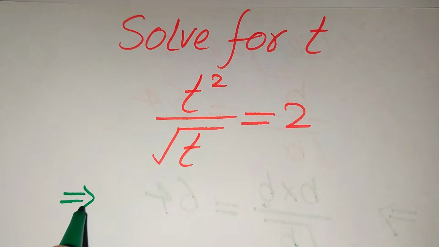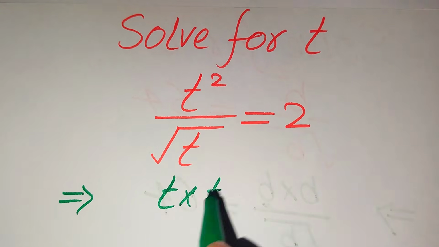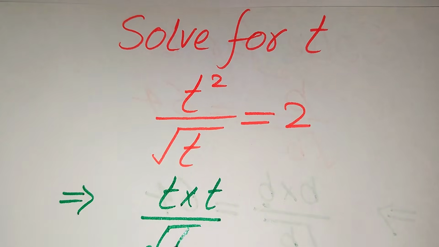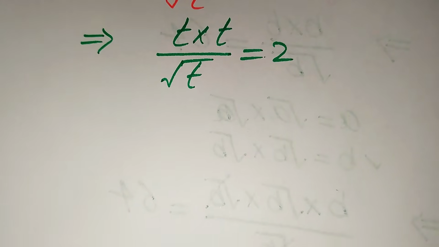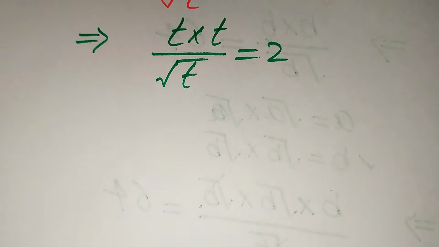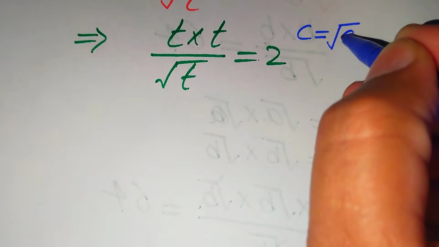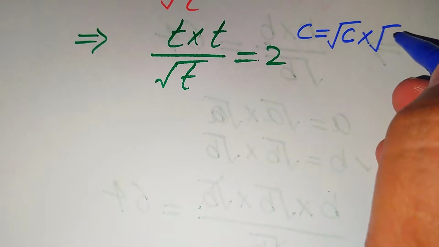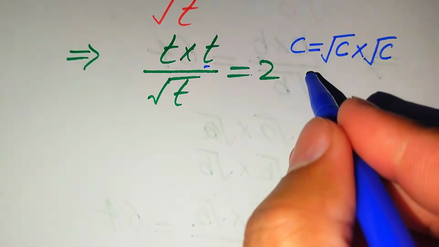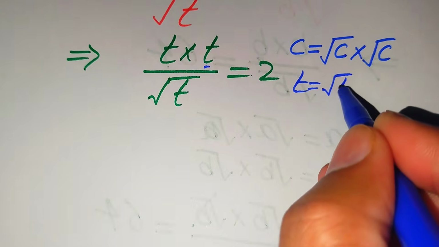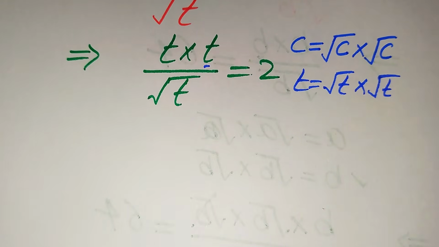So here first we need to focus on the numerator term. This is t squared, and we write it as t multiplied by t, and it is divided by the square root of t equals 2. Now we know that if you have any number c, we write this c in the form of a product of two radicals. We write it as square root of c multiplied by square root of c. According to this rule, we write this t in the form of a product of two radicals, as square root of t multiplied by square root of t.